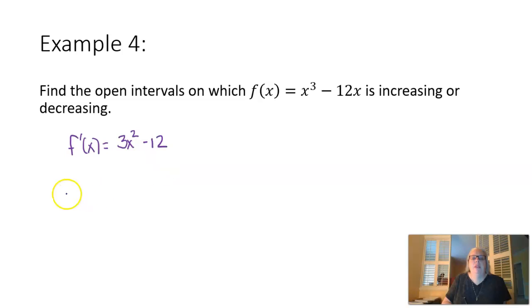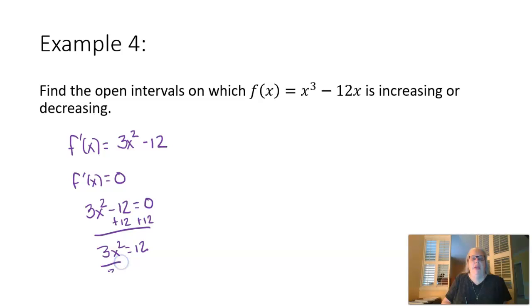Alright, that means we're trying to figure out where f prime of x is going to be equal to 0, and we want to solve the equation 3x squared minus 12 is equal to 0. Okay, what I'm going to do is I'm going to actually add 12 to the other side here. We'll have 3x squared equal to 12, and now I can divide the 3 away, which leaves me with x squared is equal to 4.